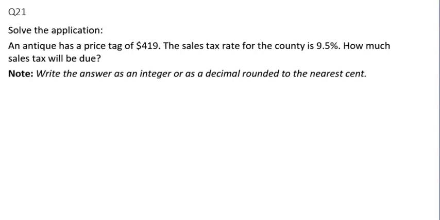Divide, multiply, add, subtract. I want to find what? What is 9.5% of 419? Multiply, right? Okay, good. So let's translate this. How do you write 9.5% in math? 0.095.